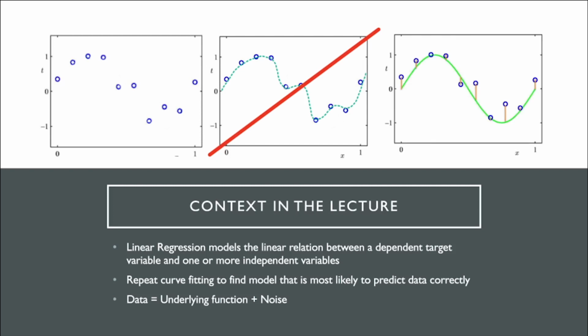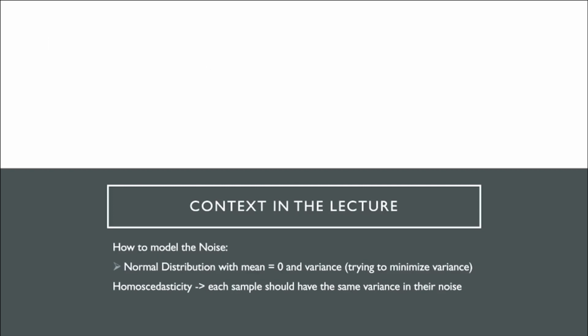Instead, you would come up with a flexible function, here a sinus curve, and accept the difference between the observed value and the predicted value, marked in orange as errors or noise. And that is called linear regression, because you model the linear relationship between the target variable and the independent variable. And that is a process that you can repeat several times to find a model that is most likely to predict the data correctly. This means the regression model is composed of an underlying function and a function for the noise. Now you need to know how to model the noise.